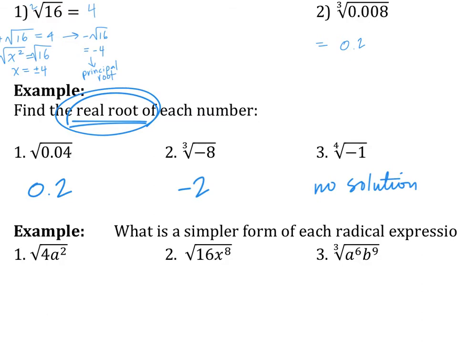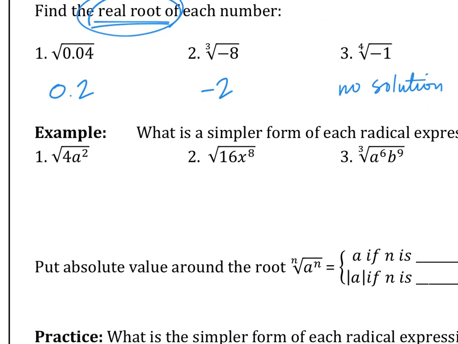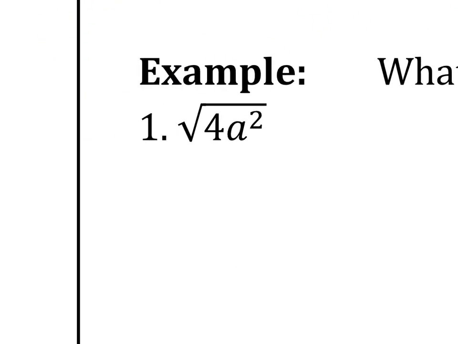Okay? All right, what is the simpler form of each radical expression? This is where we get into the stuff. What's the index on this one? 2. So when the index is 2, it means every time you have 2 of a kind, it comes out of the radical. All right, 4a squared. I'm going to show you how to do it kind of like a system, breaking it down at first. Eventually, you're going to just think in your head.